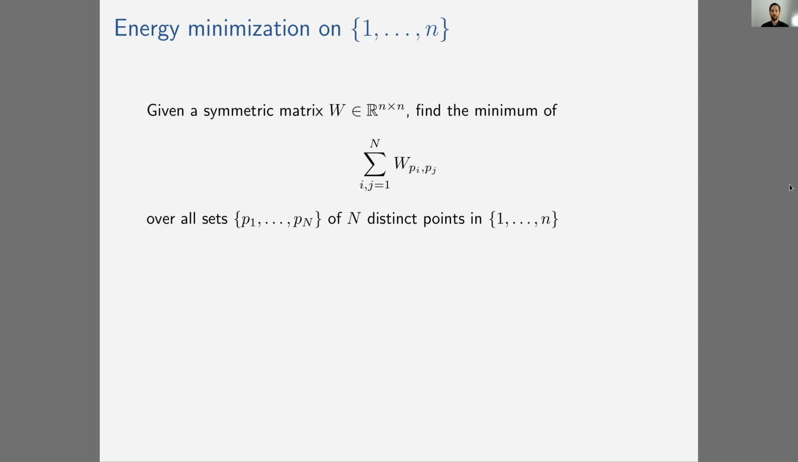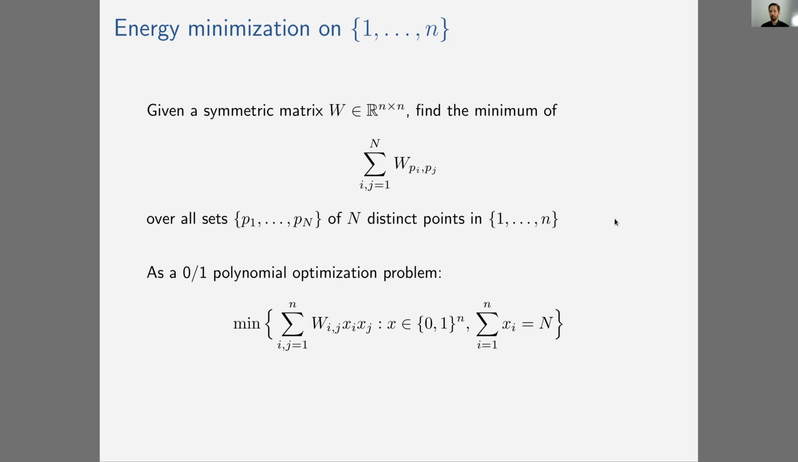Here we take a symmetric matrix W, n by n, which plays the role of the pair potential. In applications, it should probably be entry-wise non-negative, symmetric, and plus infinity on the diagonal. Then we want to find the minimum again of this. This should again be a sum over i strictly less than j, sorry about that. And now the particles p_1 through p_N are N distinct points in this container, which is now the set 1 through lowercase n.